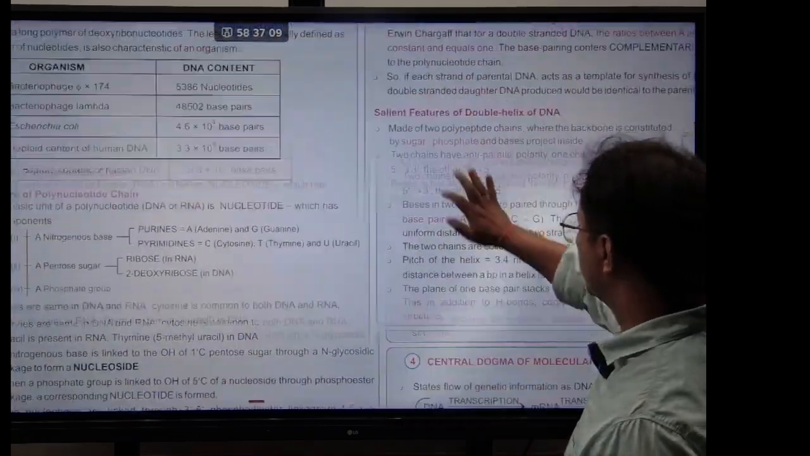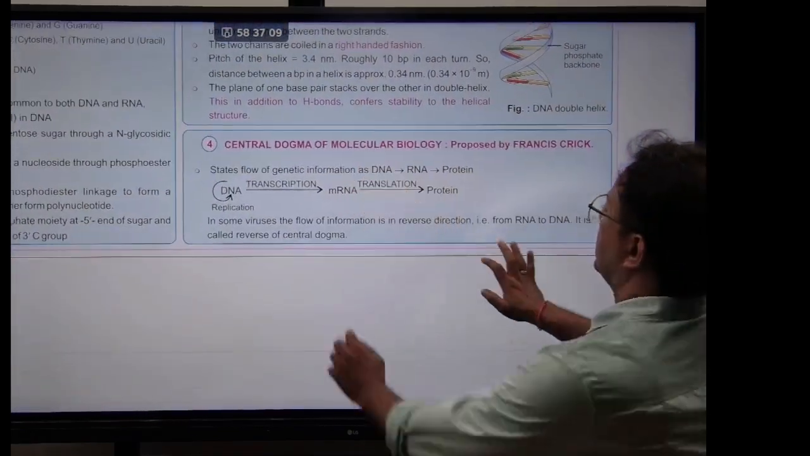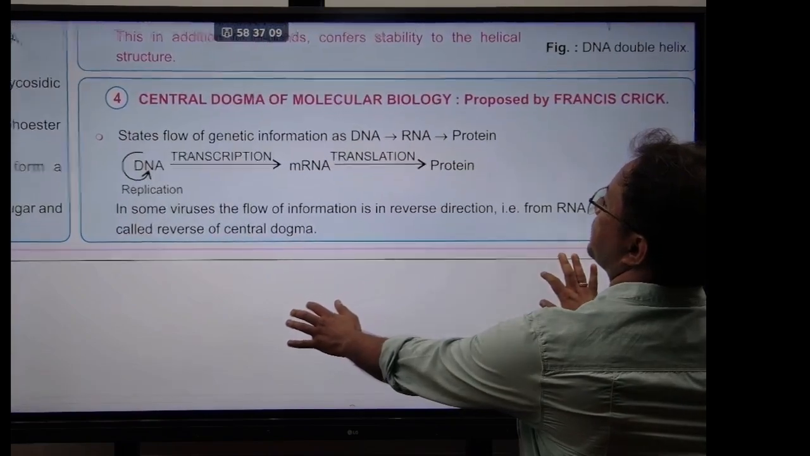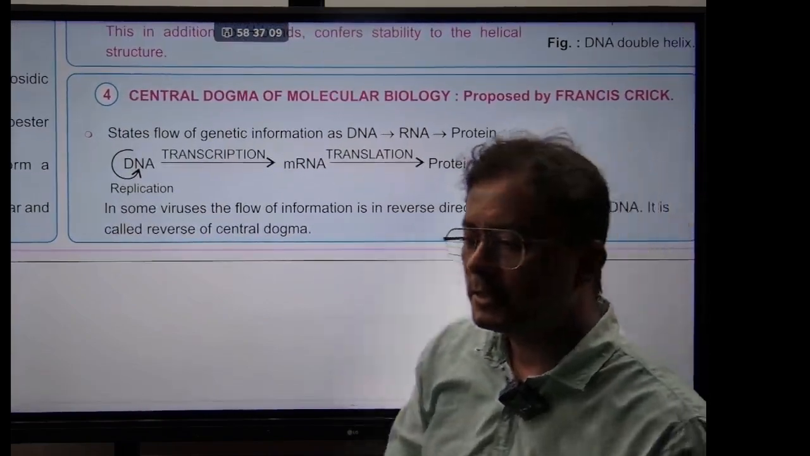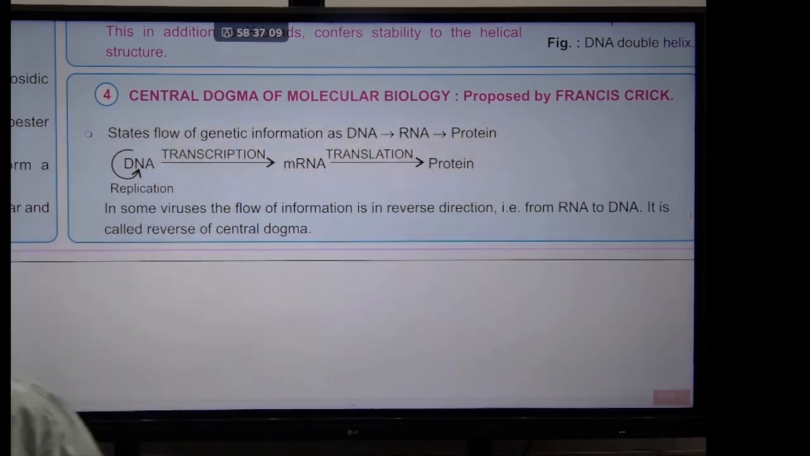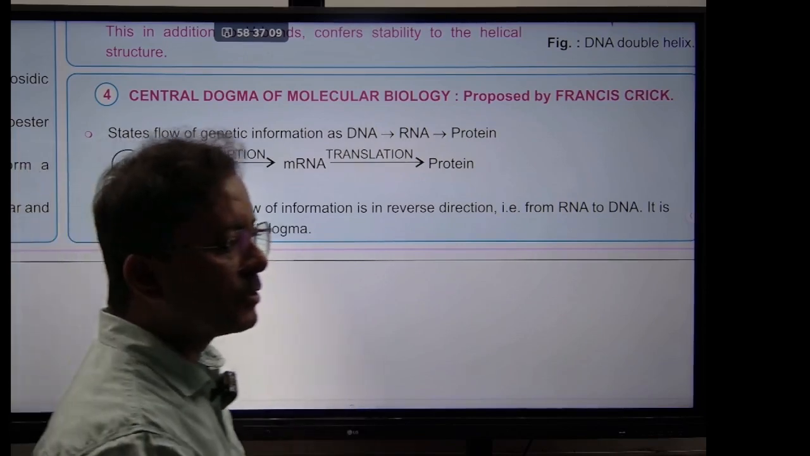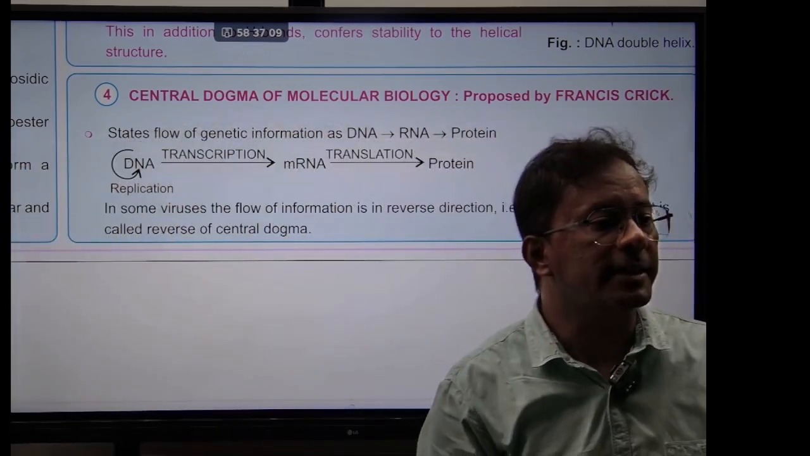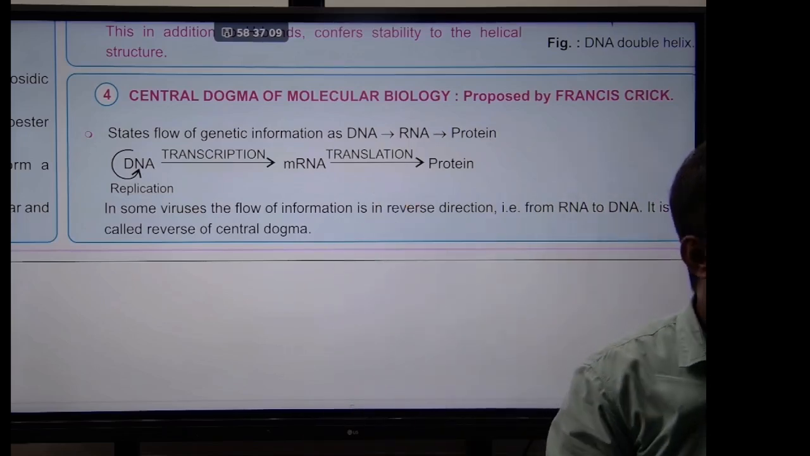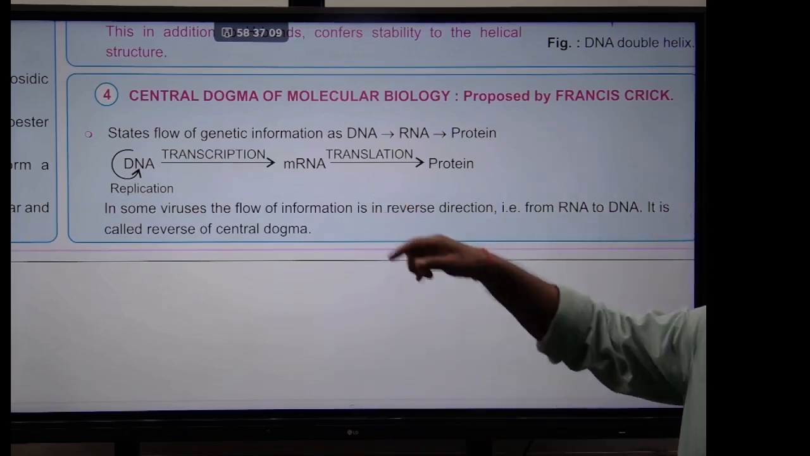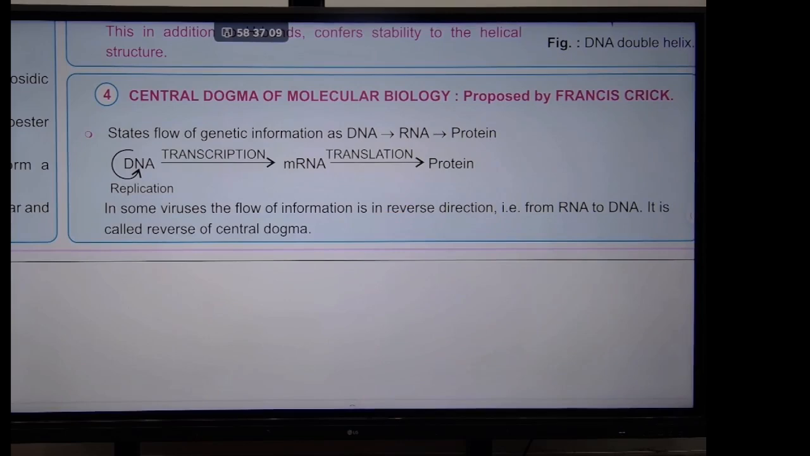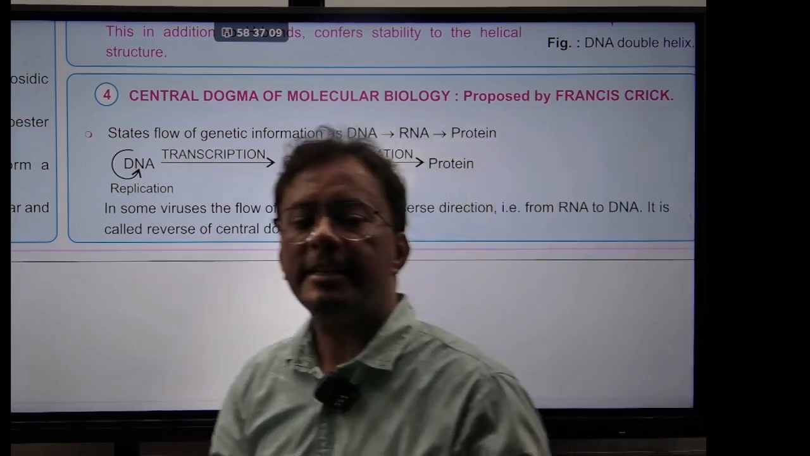So in the textbook, there is something mentioned like this. Central dogma of molecular biology proposed by Francis Crick, one of the scientists who discovered the structure of the DNA. What does it say here, guys? Something showing as DNA to mRNA, mRNA to protein. What is that? What exactly is the DNA made up of?